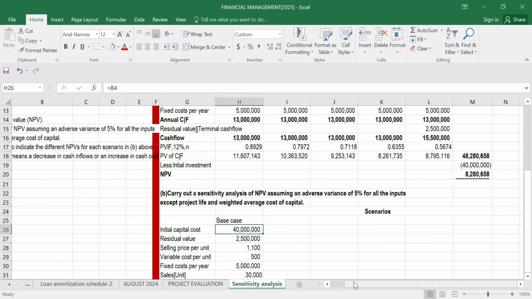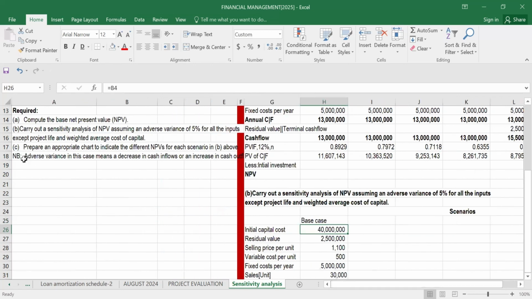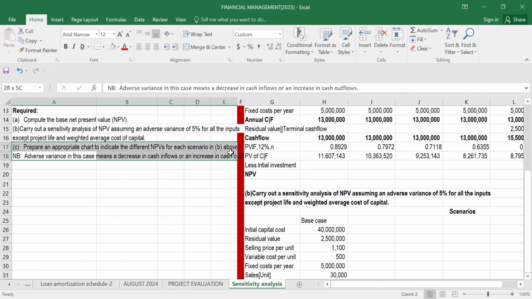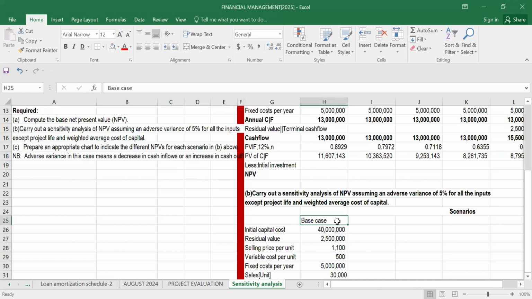But there is a hint which you're given here. Remember, this hint is the one that should guide you in coming up with those various scenarios. We are told adverse variance in this case means a decrease in cash inflow. For cash inflow, it will reduce. If it is a cash outflow, adverse variance means an increase in cash outflow. That is what should guide you in coming up with these scenarios.